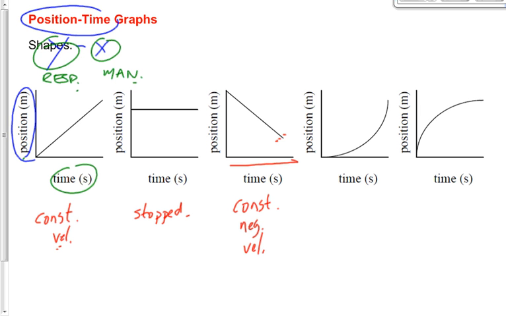Now they get a little bit tricky, right? Not quite as tricky now though, because we've gone over these on Friday. This is acceleration, speeding up. The object is increasing in velocity. And what about this one? Deceleration, slowing down. The object is decreasing in velocity.